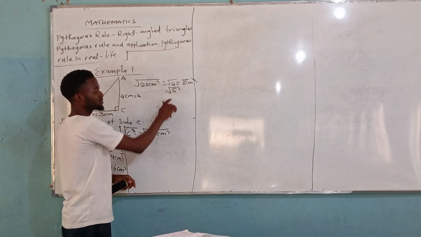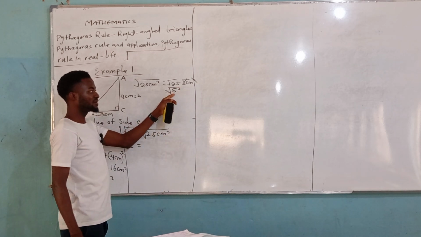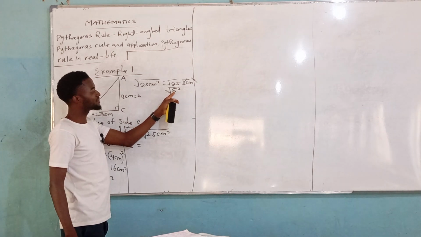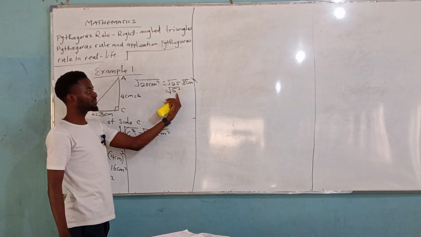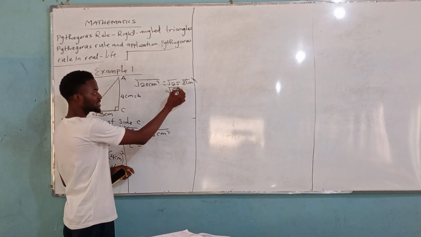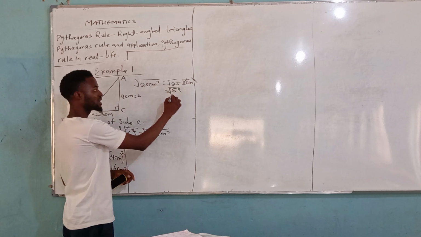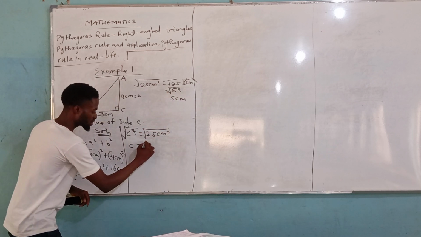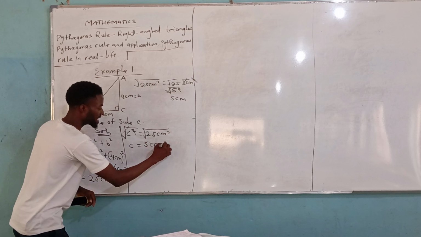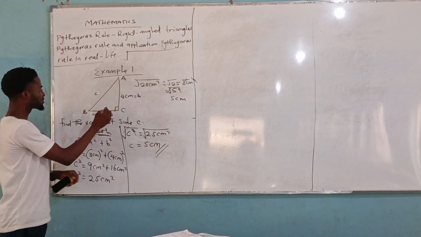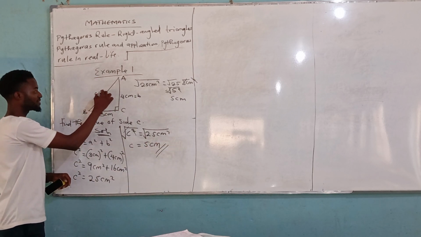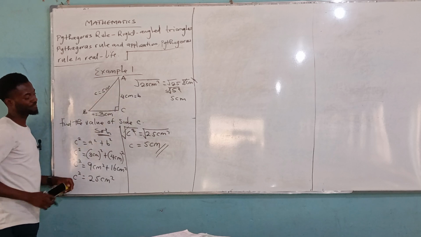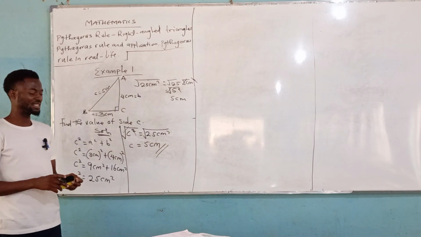If you have something like this, breaking it down, you know that 5 times 5 is going to give you 25. You can easily break it down like this, and then this 2 goes with this 2, and you'll be left with 5. So we'll be left with 5 centimeter. So the small c here is equal to 5 centimeter. Just as simple as that.